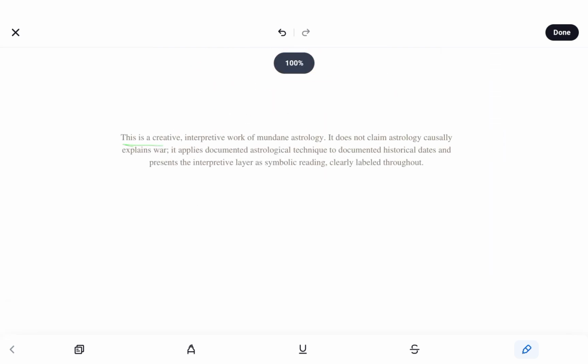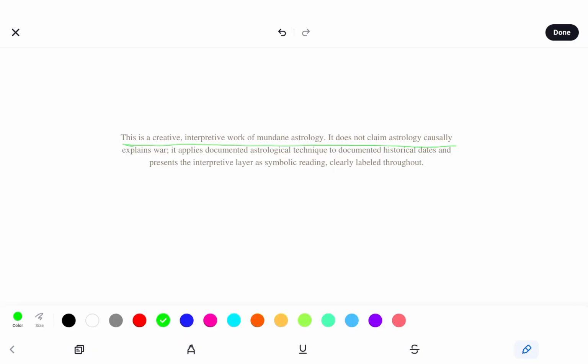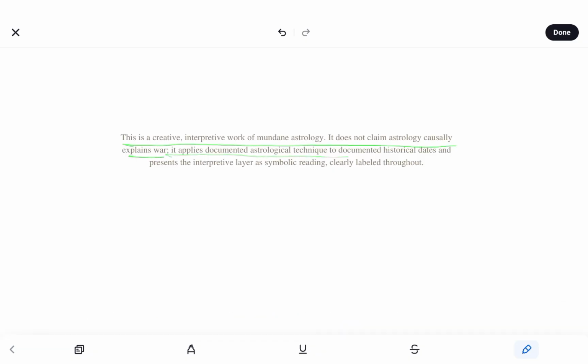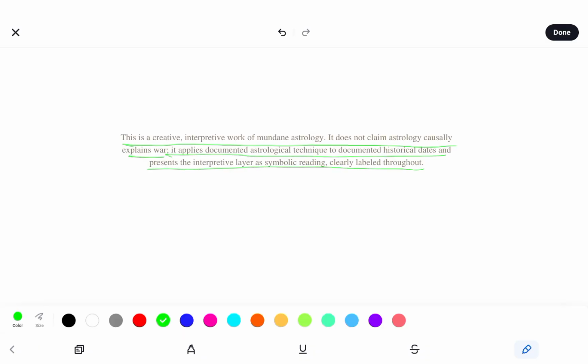This is a creative, interpretive work of mundane astrology. It does not claim astrology causally explains war. It applies documented astrological technique to documented historical dates, and presents the interpretive layer as symbolic reading, clearly labeled throughout.